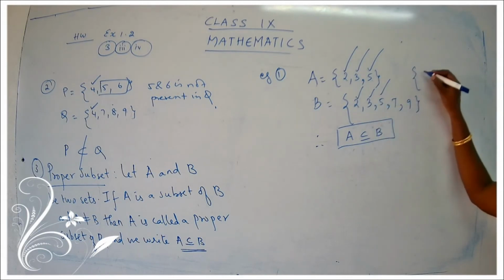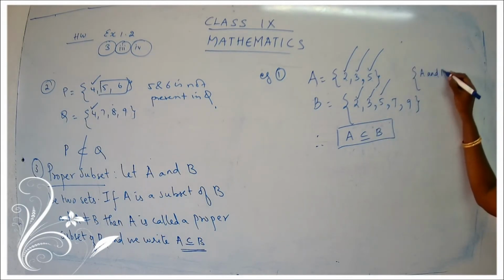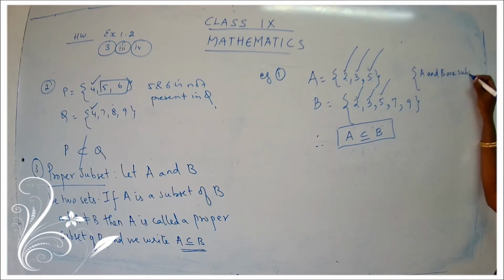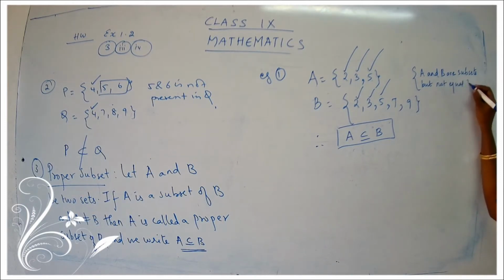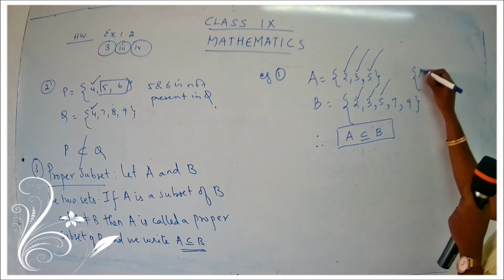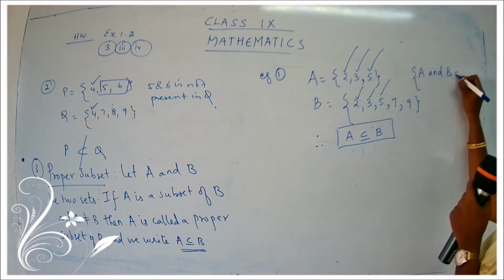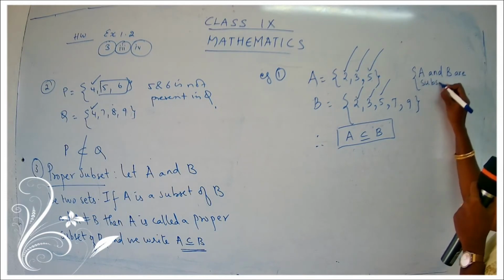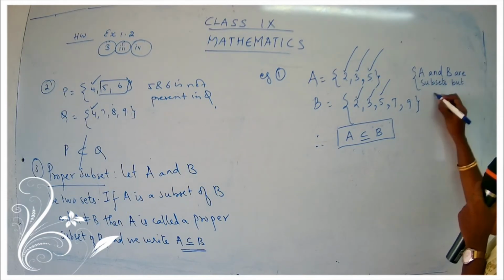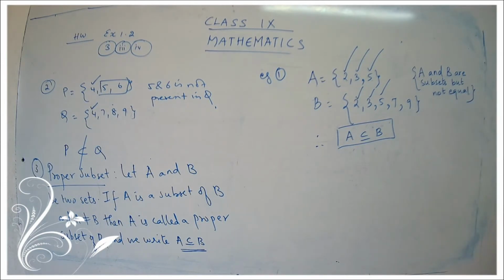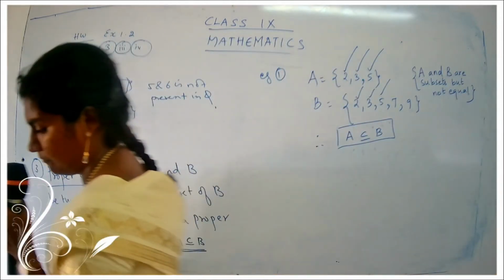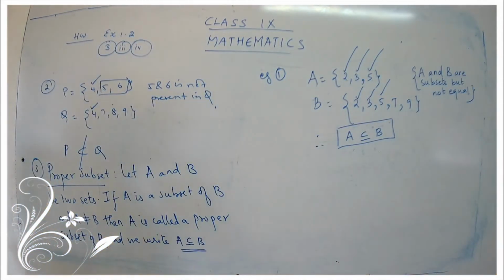I just write down using a pencil here. A and B are subsets but not equal. Okay, so write down. A and B are subsets but not equal. So A is a proper subset of B. So we have completed 3 definitions. Let us go for the 4th definition, disjoint set.